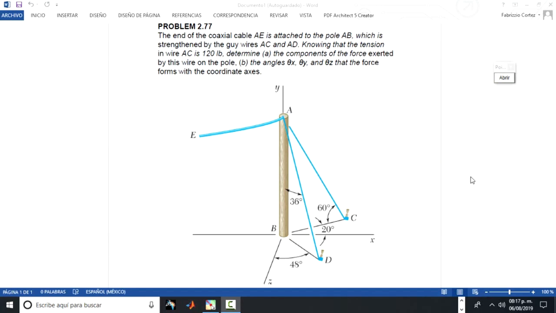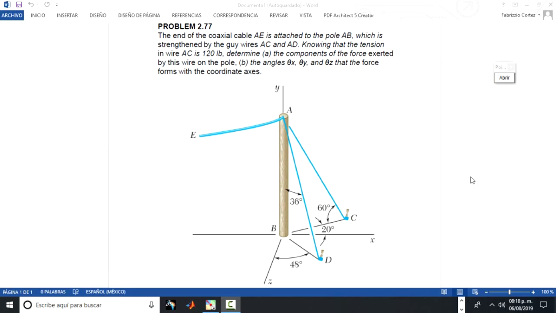Problem 2.77 says: the end of the coaxial cable AE is attached to the pole AB, which is strengthened by the guy wires AC and AD. Knowing that the tension in wire AC is 120 pounds, determine (a) the components of the force exerted by this wire on the pole, and (b) the angles theta X, theta Y, and theta Z that the force forms with the coordinate axes.